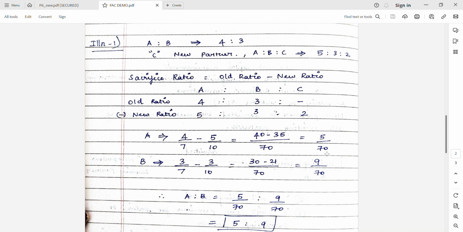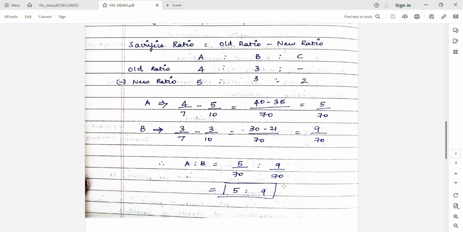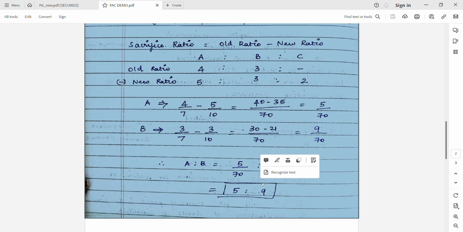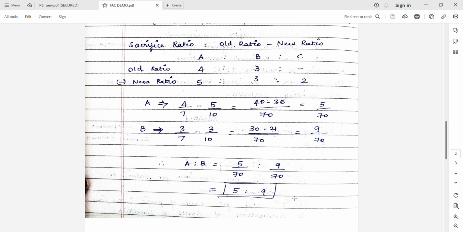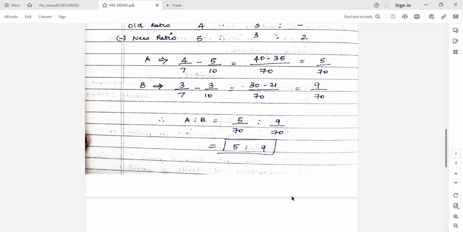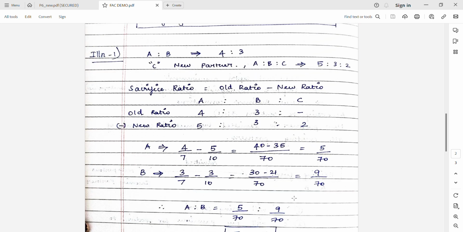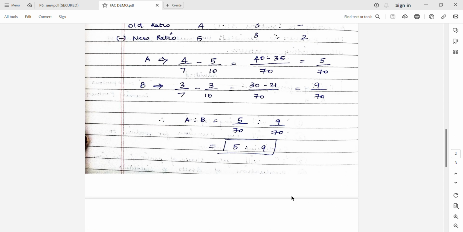As these have common denominators, we can write this as 5:9. The common denominators will be eliminated. These are the basic mathematics we will be using.